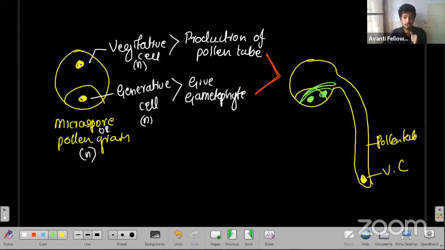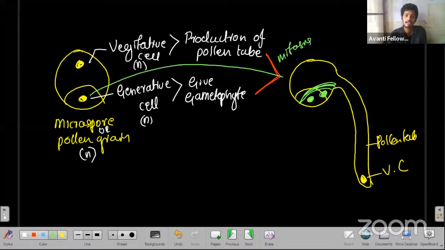Which process will it use for dividing this particular generative cell, which divides to form two nuclei? Which process will it use, mitosis or meiosis? Yes, it's mitosis only. You know why? Because it's already a haploid cell. Haploid cells can't go through the process of meiosis. So by the process of mitosis, a single generative cell will give rise to two generative cells.